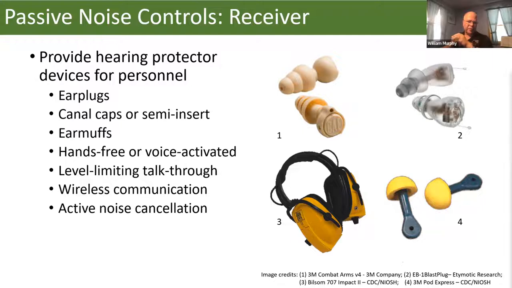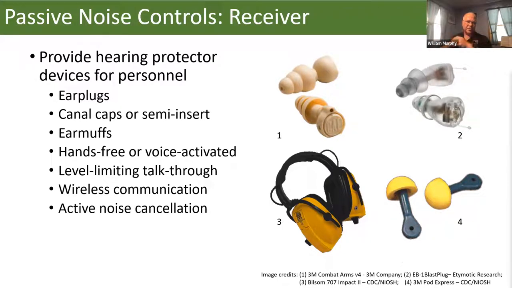There are a variety of earplugs. These are some that Don and Greg and I used in a study back in 2010 and 2011. There are different types of passive earplugs. Those would be the number four that you see there, the EAR Pod Express. There are canal caps that I don't show here. Those are ones that are on a band and they fit in your ear. There are different types of earmuffs, whether they're passive or active in this case. What you see there has amplification, but when the sound gets too loud, it turns off that amplification. There are level limiting and talk through devices.